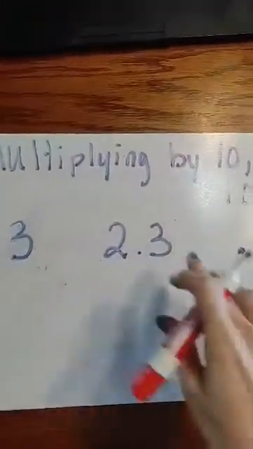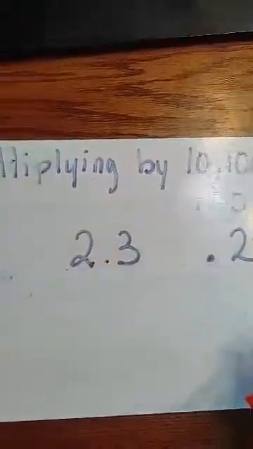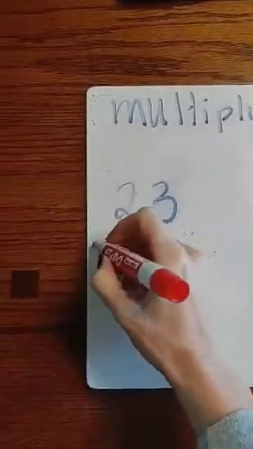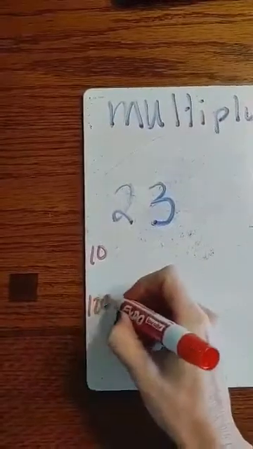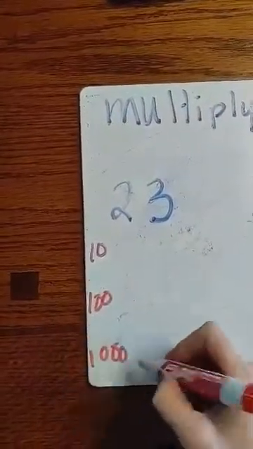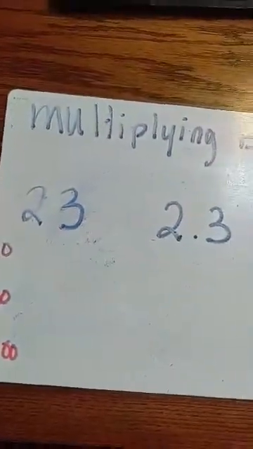Are you guys? All right, we're going to talk about multiplying and dividing by 10, 100, 1,000, things like that. All right, so let's take a look at some examples. Okay, multiplying by 10, 100, and 1,000. What I'm going to do is put 10, 100, 1,000, and we're going to do it by each one of these, okay?